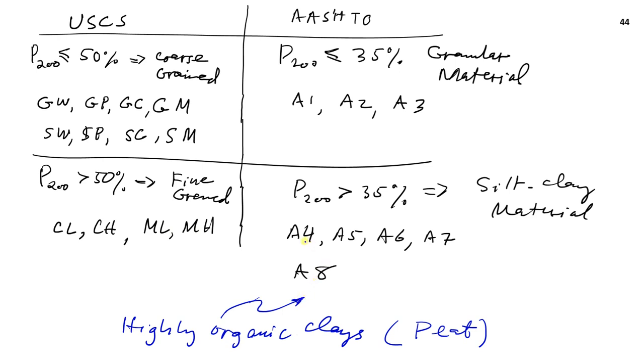Anyway, this is the comparison between the unified classification system and the AASHTO classification system. Now let's look at the particle sizes. The particle sizes are also not the same. There is some difference. So let's look first at the division.